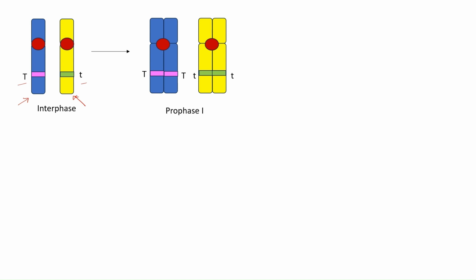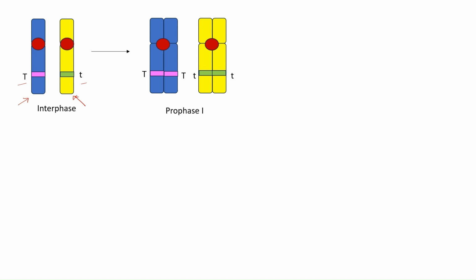Now when these chromosomes enter prophase 1, why prophase 1? Because we are talking with respect to meiosis. Meiosis is divided into two phases, meiosis 1 and meiosis 2. The stages of meiosis 1 are labeled as prophase 1, metaphase 1, anaphase 1, and similarly for meiosis 2.